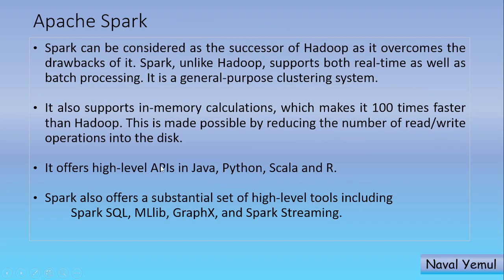So let us look at the definition of Apache Spark. Spark can be considered the successor of Hadoop. There are some limitations in Hadoop, so on top of Hadoop, Spark was built. The Spark creators are different, and to overcome the drawbacks of Hadoop, Spark, unlike Hadoop, supports both real-time as well as batch processing. We will see in detail what real-time and batch processing are in the next slide.